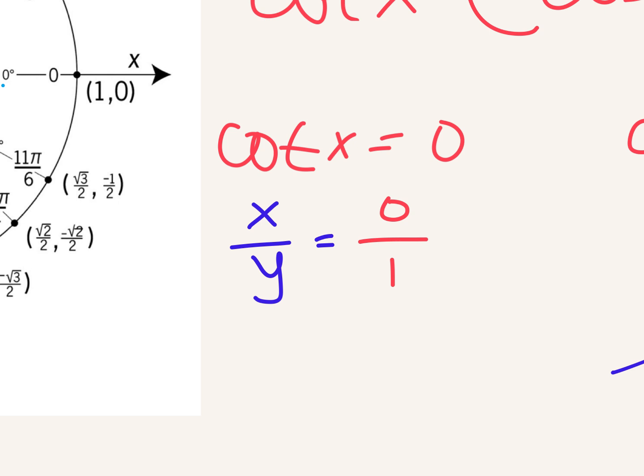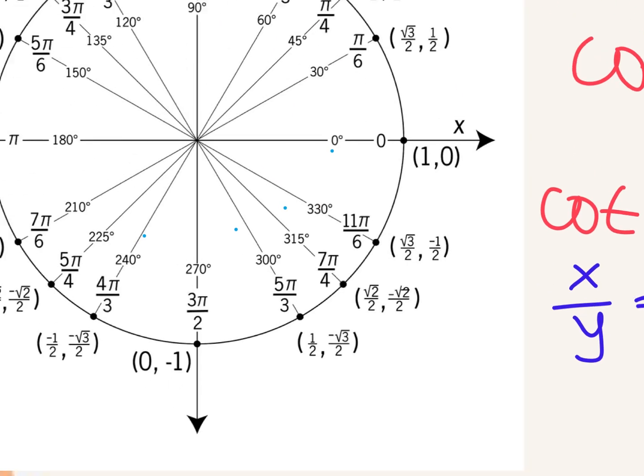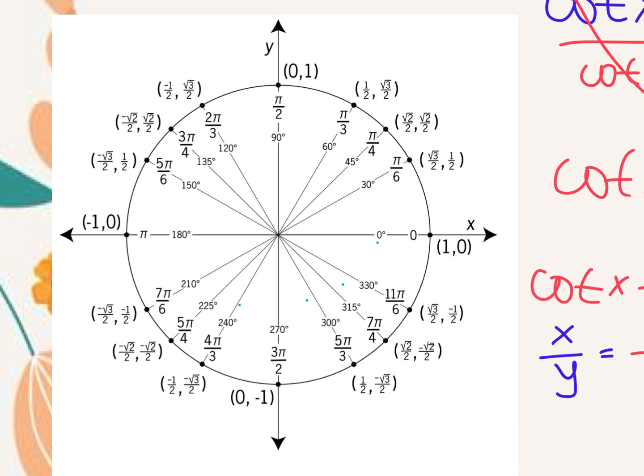So where would that be? Where are the x values 0? Pi over 2, and 3 pi over 2. Perfect.